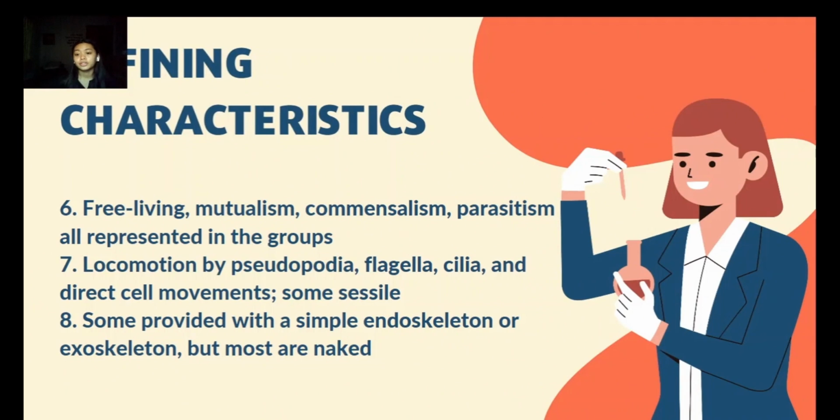So our eukaryotes are free living, mutualism, commensalism, parasitism, all represented in the groups. So they are everywhere. Our eukaryotes are everywhere. They multiply, they are everywhere. So next is the locomotion by our different kinds of eukaryotes.